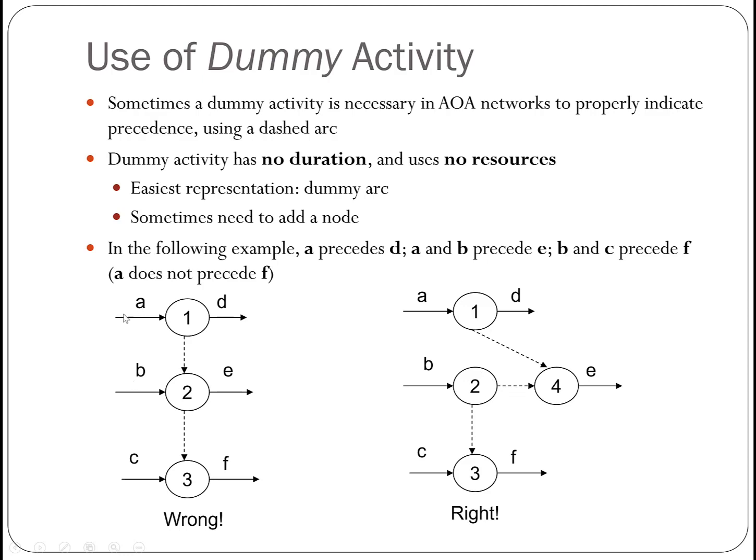You see, originally we had this way, and then A will also precede F, but we don't want it. At the same time, we want A to precede E. So we can't take this dotted arrow off. We still need it to represent that A precedes E. So what we did is add this dummy node 4 here, and let A precede D and E in this way, and let B and C precede F. Did you find the right way yourself?